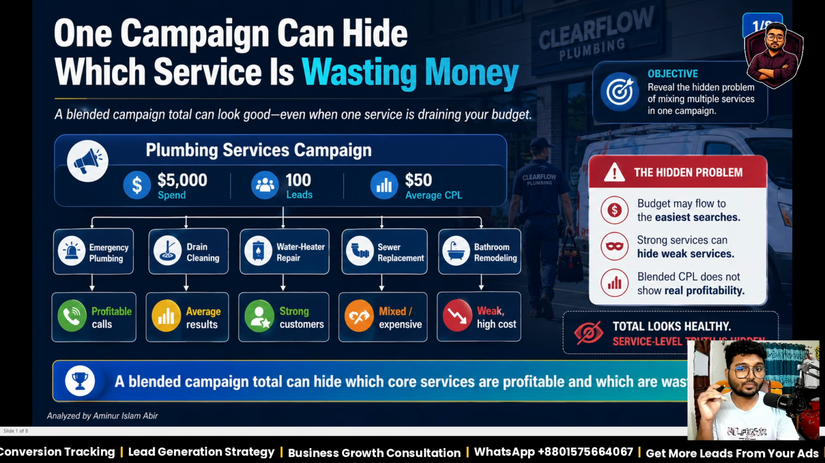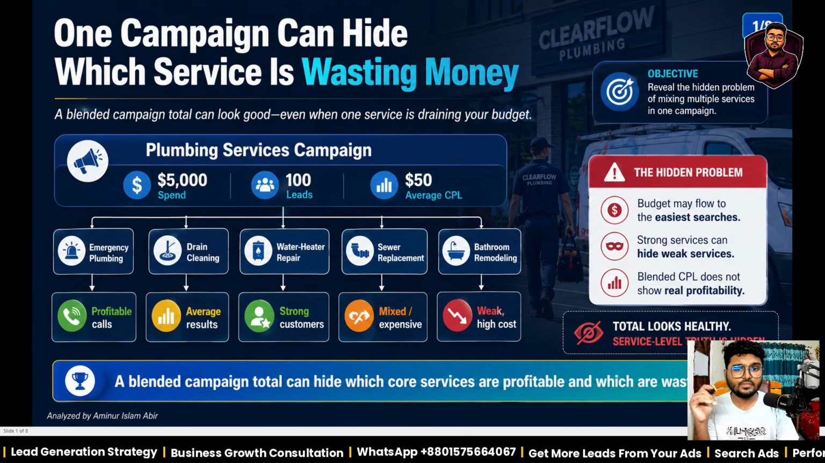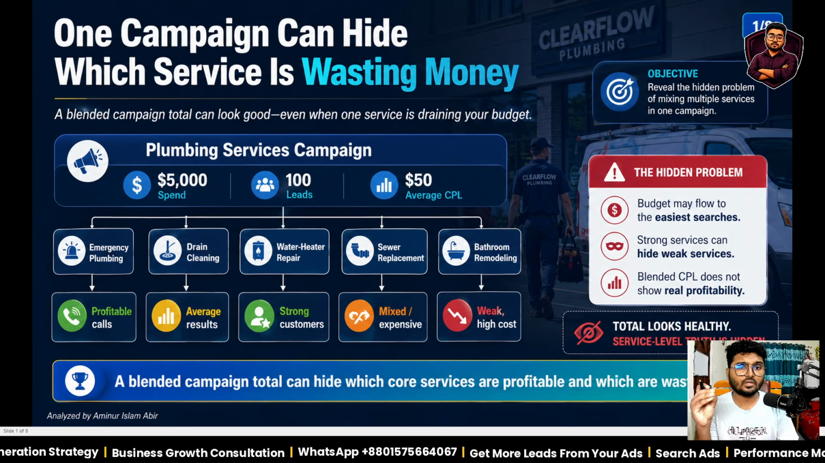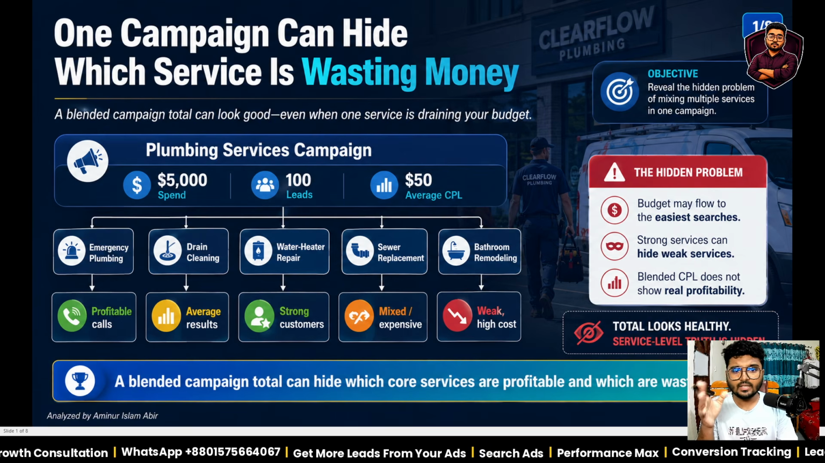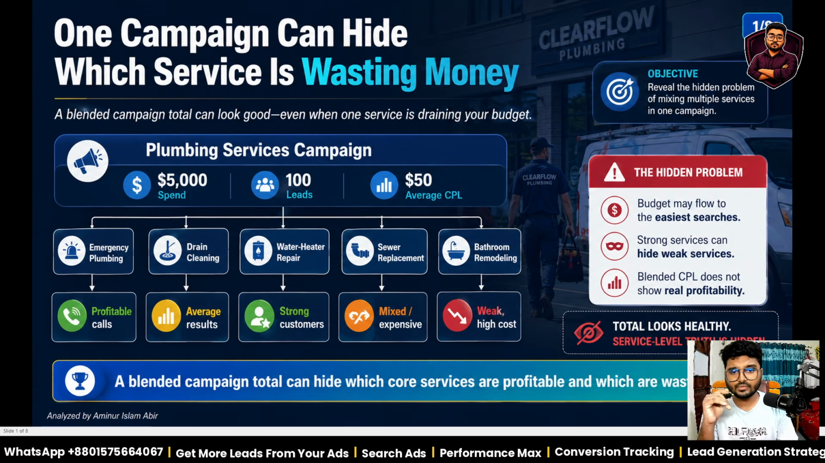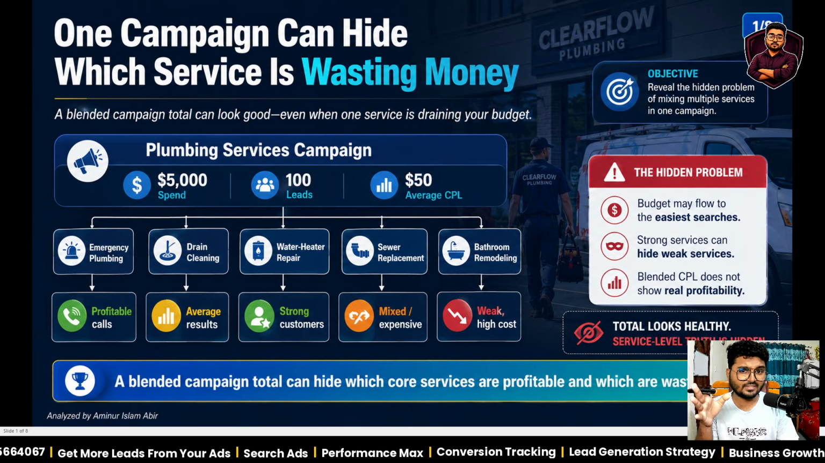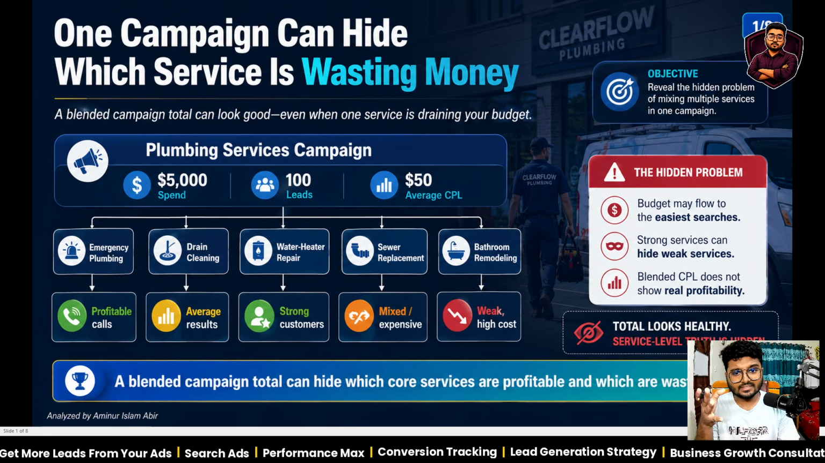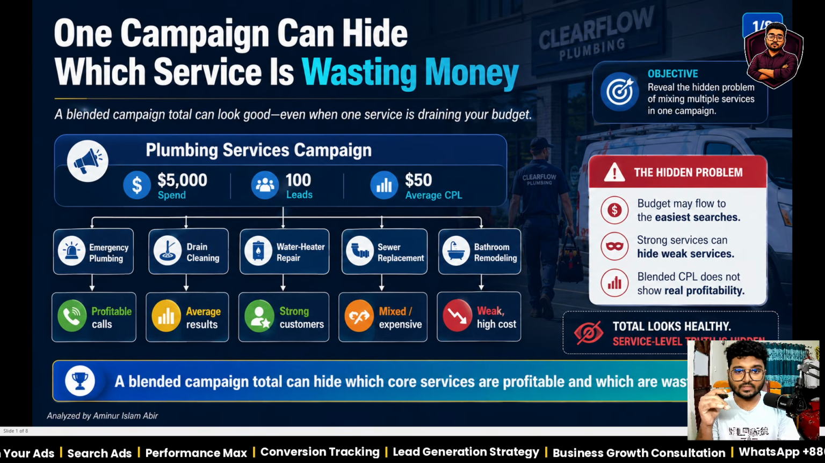Suppose emergency plumbing produced profitable calls, drain cleaning generated average results, water heater repair created fewer leads but stronger customers, and bathroom remodeling consumed significant spend while producing few qualified opportunities. The campaign still reports an average cost per lead of $50, but the number does not explain where the money went or what the business received. Google may spend more budget on the easiest or highest volume searches. That does not mean those searches represent the most profitable service. A lower value service may receive most of the traffic, while a profitable service receives too little exposure.